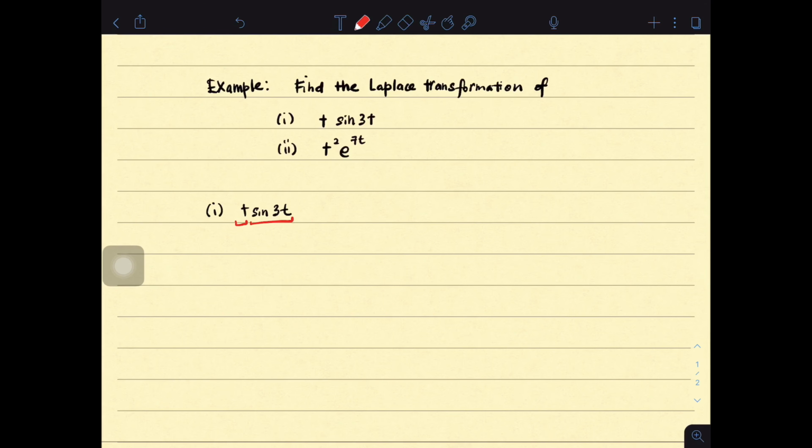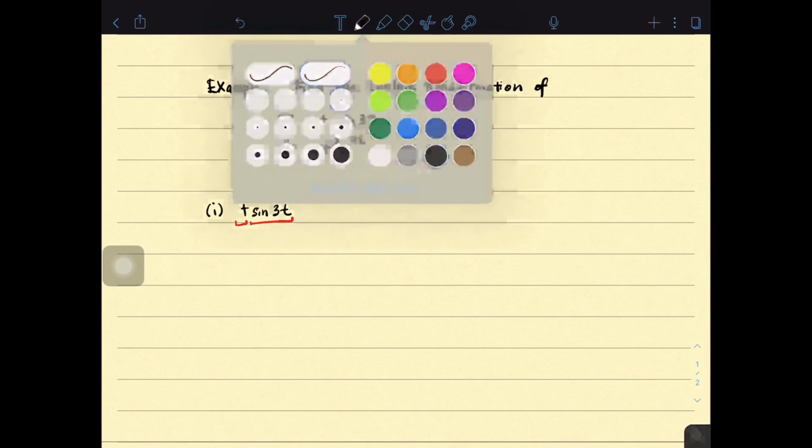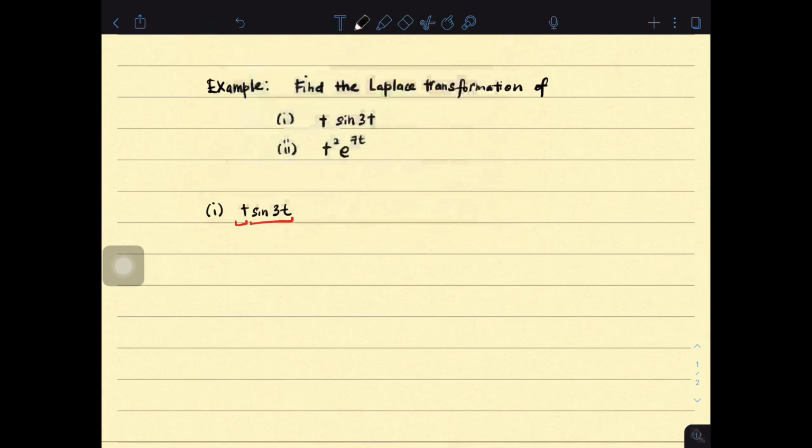When you have a combination of a function with t, we will use the derivative of t transform. We have 4 steps to do the derivative of t transform. The first step is the value of n. From here you can see that the value of n is equal to 1, therefore we write n equals 1.